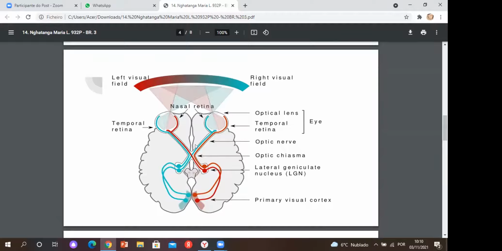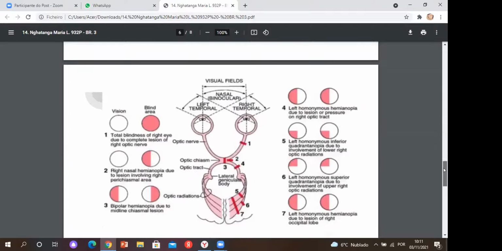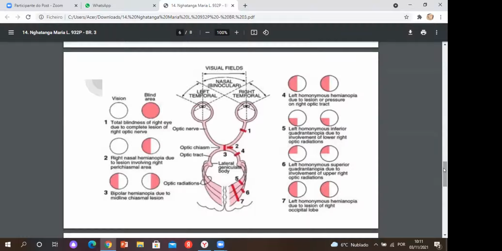So if there is damage there at the right one, that means the right eye, it will cause hemianopia. I think that's how it's pronounced. Yes, that's what it will cause there at the chiasm. Okay, can we go back to the picture, please? So that's what number 2 is, the hemianopia.